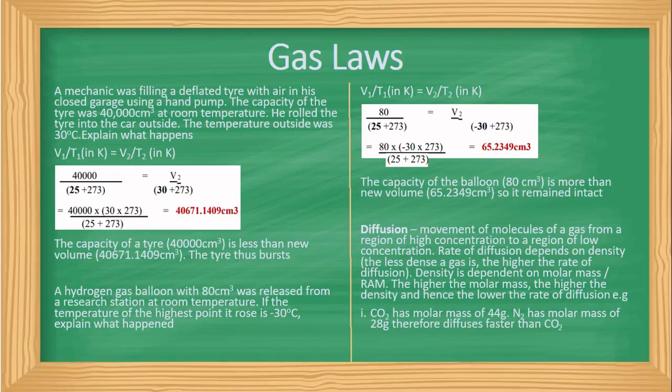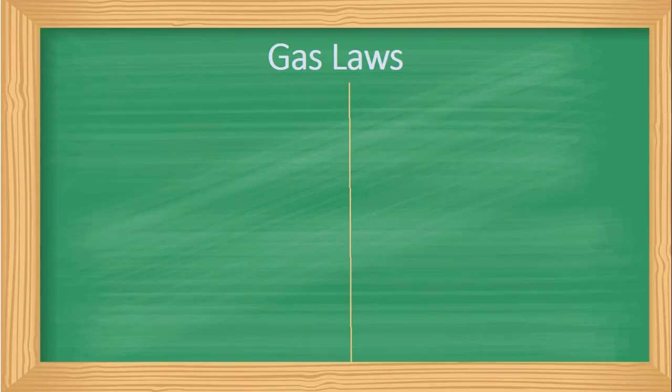An example, carbon 4 oxide has a molar mass of 44 grams, while nitrogen has a molar mass of 28 grams. Therefore, nitrogen will diffuse faster than carbon 4 oxide. So let us look at another example, diffusion of ammonia and hydrogen chloride.